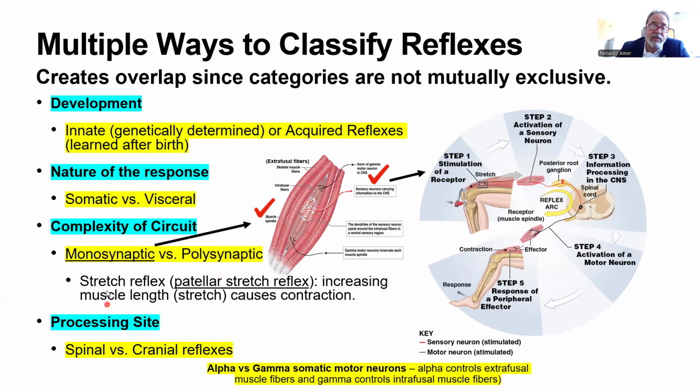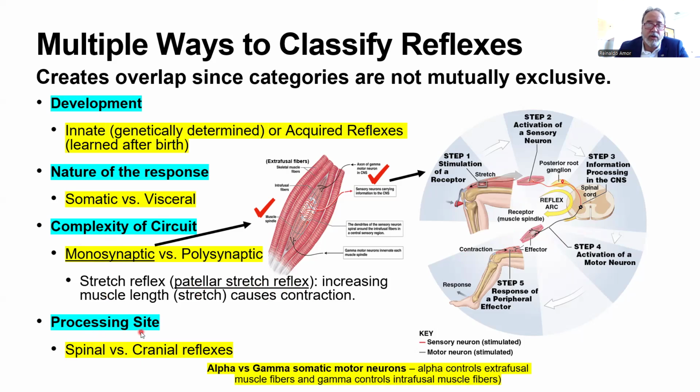Okay, so for example, the stretch reflex, like the patellar stretch reflex, that one is an example of a monosynaptic reflex, like you see here. Monosynaptic reflex, you can see that a sensory neuron is passing the information to a motor neuron. You don't have an interneuron in between. So the patellar stretch reflex is monosynaptic. Okay, so the stretch reflex.